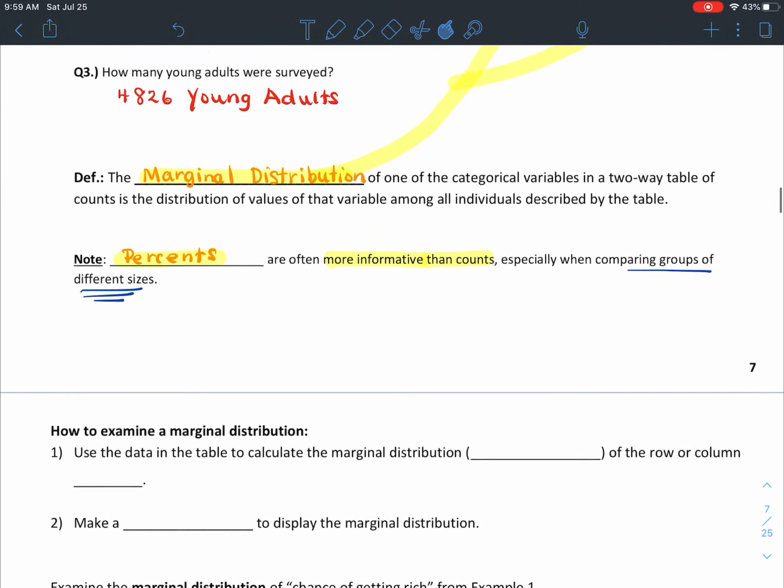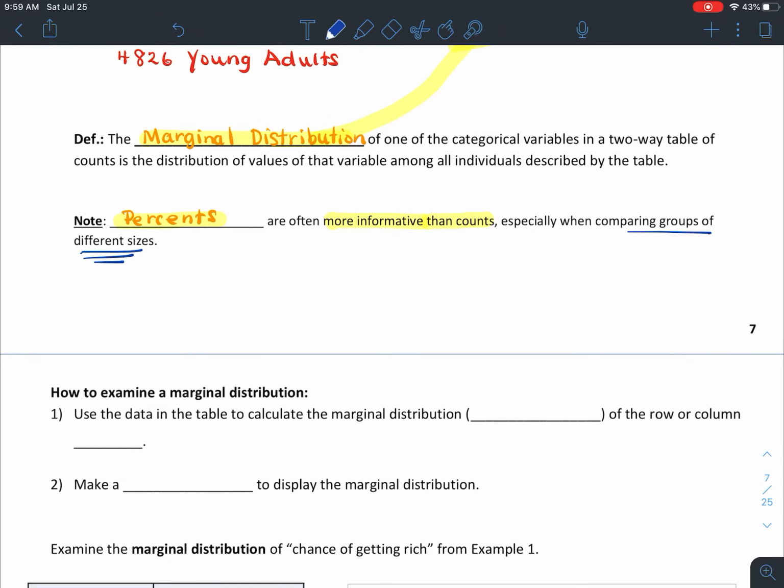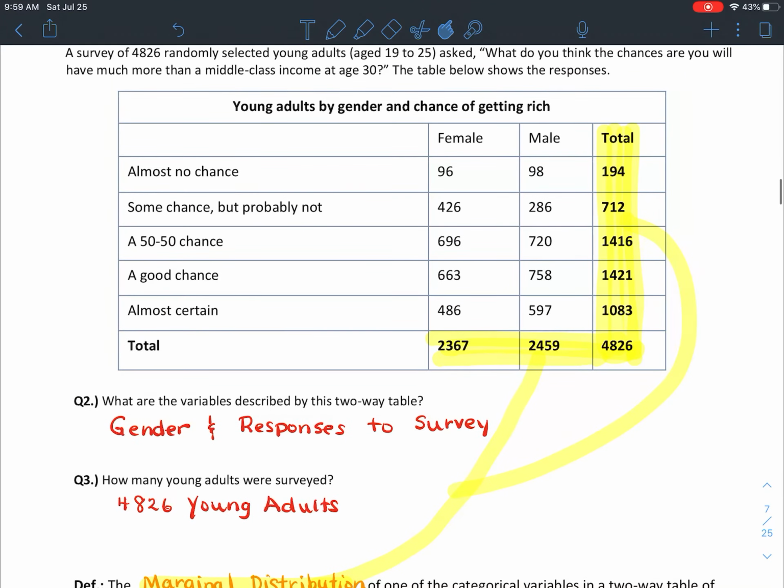So let's take a look at that. On the next page here, we can see how we can examine these marginal distributions. We're going to use the data in the table to calculate the marginal distribution, and we really want to make sure that we're doing this in percentages, okay, of the row or of the column totals. So it just depends on which, there are always two marginal distributions. Okay, I'm going to go back to the previous page here.